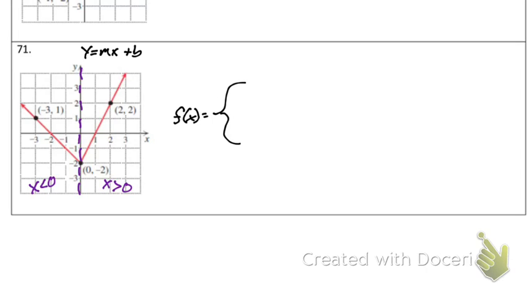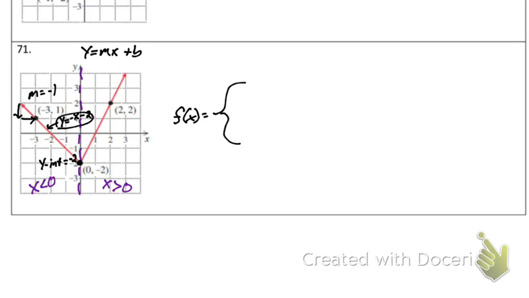So if I look at this first line, our slope is always rise over run, so this goes down 1 over 1. So the slope is -1. And my y-intercept is going to equal -2. So the equation for this line is y equals -1x, or negative x minus 2.